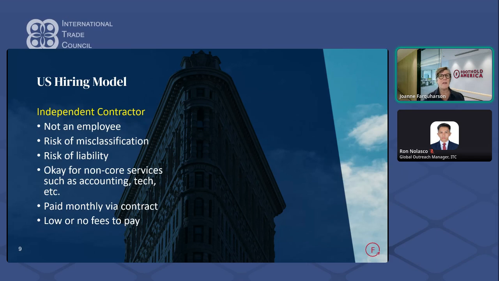So even though this is an attractive model for some people where they go, I just want to try it, I'll have a contract with this person and see how it goes. It is a risky thing to do. I have seen people start with this and they'll go, well, we're not sure if we want to hire, so we're going to have a contract for a couple of months. And what you will find there is that many Americans want to be employees. They don't want to be independent contractors.